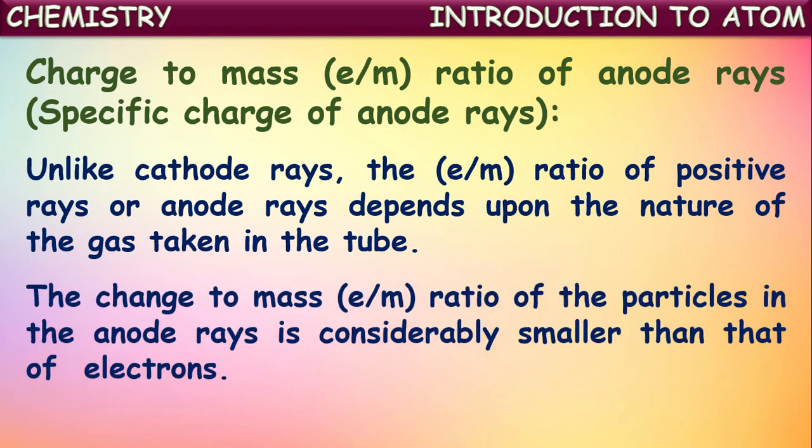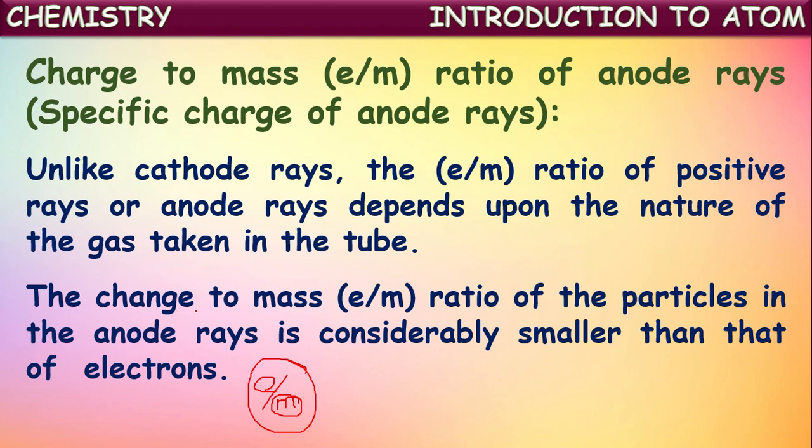So the charge to mass ratio of particles in the anode rays is considerably smaller than that of electrons. As we told, the e by m ratio of electrons is highest, because the e by m ratio means charge to mass ratio. We know the mass of electrons is very small, almost negligible. So as the denominator value is very small, the overall value for cathode rays or electrons will be highest. So it is considerably greater than the e by m ratios of anode rays.